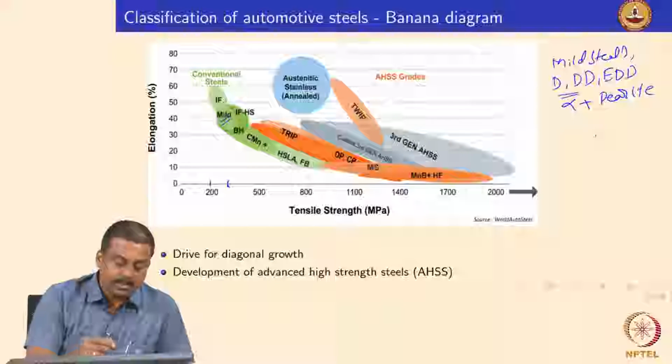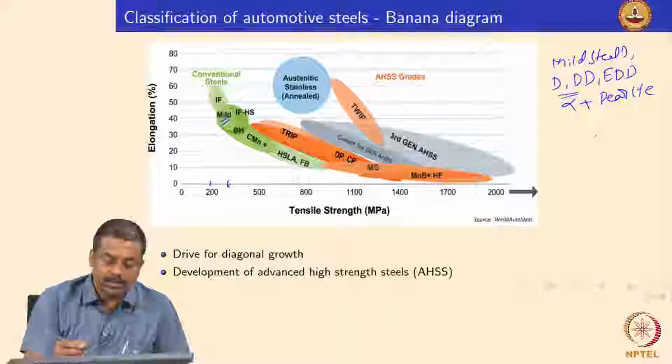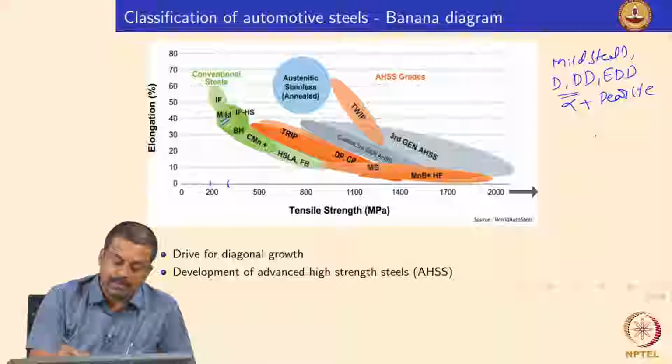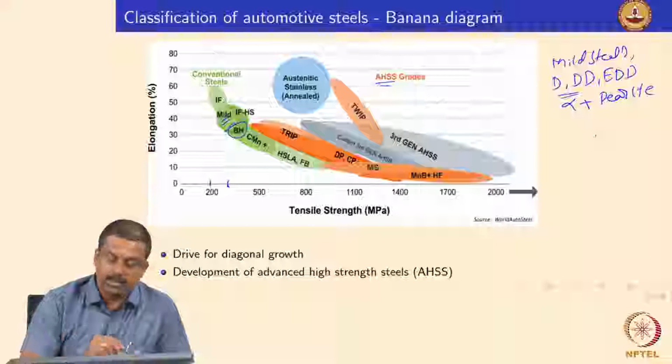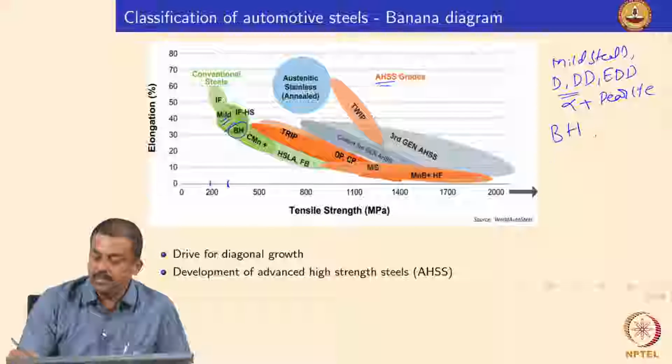The other conventional steel before the development of advanced high strength steels is the bake hardening steel, BH.